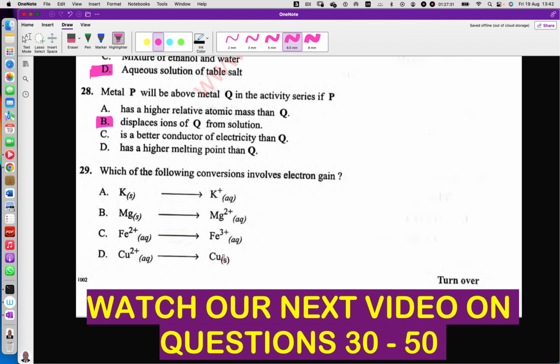And that is why it is ion copper solid. In this case, we say this is the only equation that involves electron gain. So our answer for 29 is D.